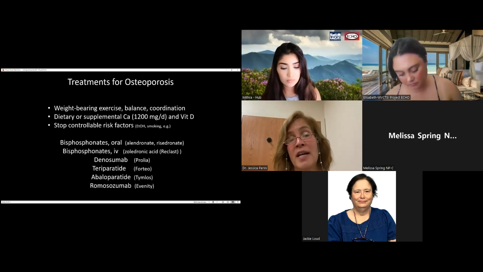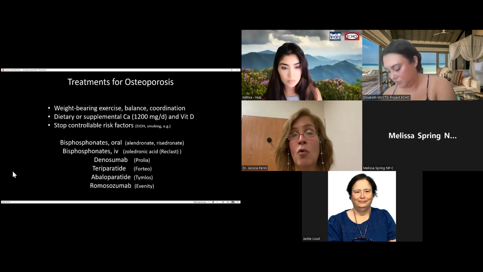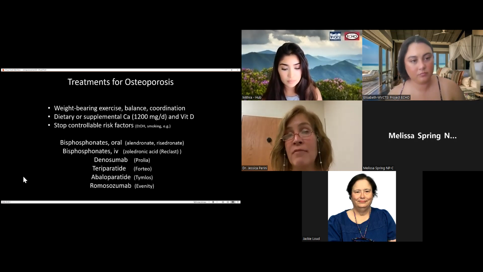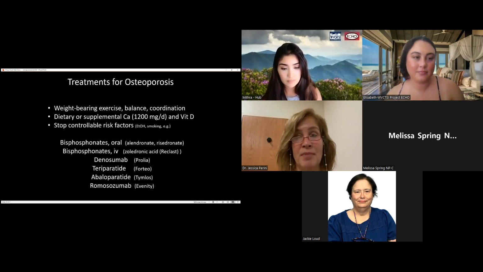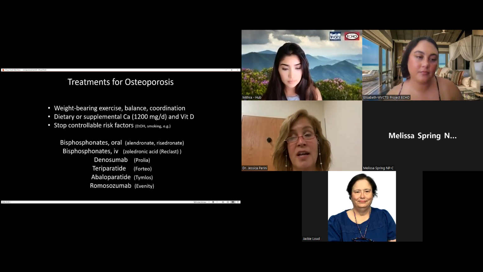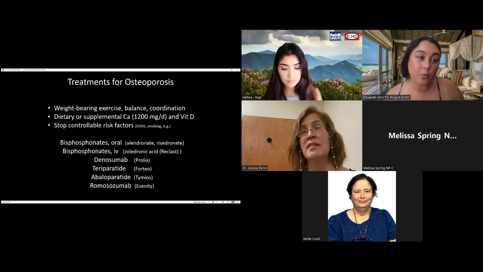Then we're going to talk next about the actual medicines. These are the ones we're going to talk about: oral bisphosphonates, IV bisphosphonates, Denosumab, Teriparatide, Abaloparatide, and Romosozumab. Next slide.